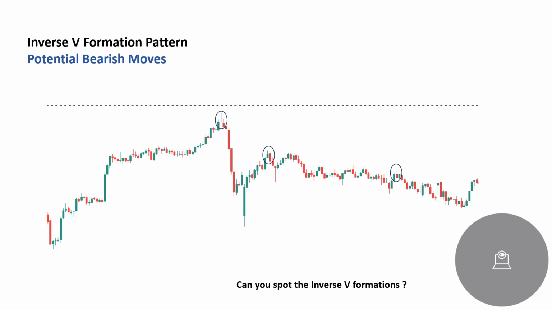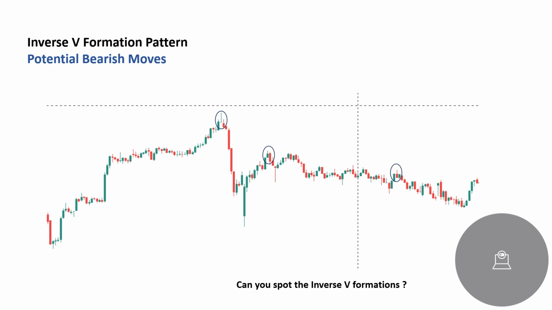Let's look at this chart and find the inverse V formation pattern. I already marked three patterns here. I found three patterns on this chart, so let's talk about these three, why I marked them and whether these patterns are relevant or not. The first one, if you can see, there is an upward trend, and after that you will see the inverse V formation pattern appear, and then the market goes down.